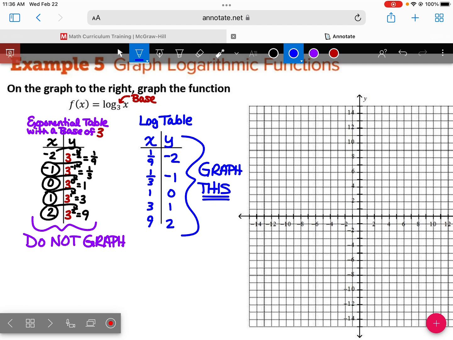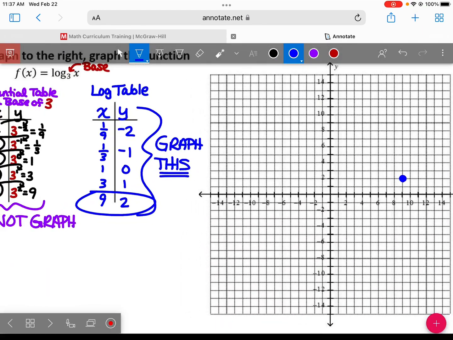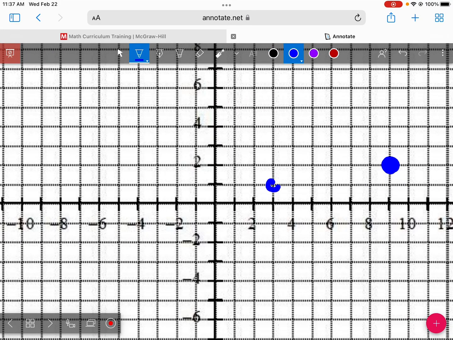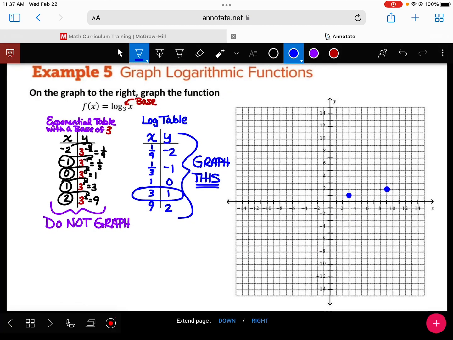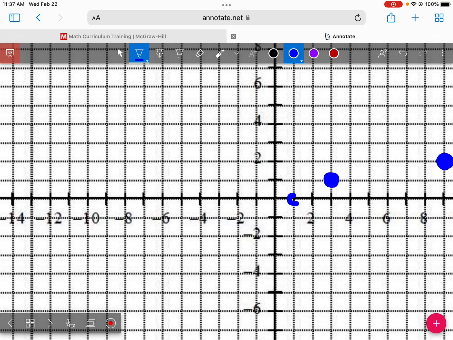Let's start with the whole numbers first. Those are easier to graph. Let's graph 9, 2 first. 9 on the x-axis, 2 on the y-axis. This right here. Then we're going to graph this point, 3, 1. So 3 on the x-axis, so to the right 3, and up 1. Then I'm going to graph 1, 0, so right 1 on the x-axis, and I don't go up or down at all.